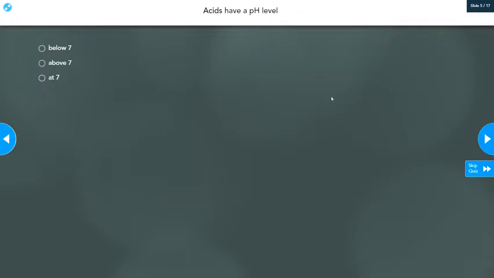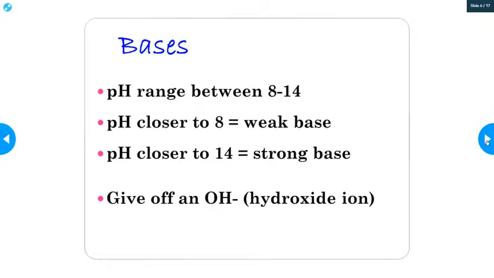So acids are going to have a pH level below 7, and they are going to contain hydrogen. That's the easiest way to pick them out. You'll notice that all of the hydrogens were written right at the beginning, like HCl, H2SO4, HNO3. The ion formed in an acidic solution is called the hydronium ion. So we form hydronium ions, that's H3O+.